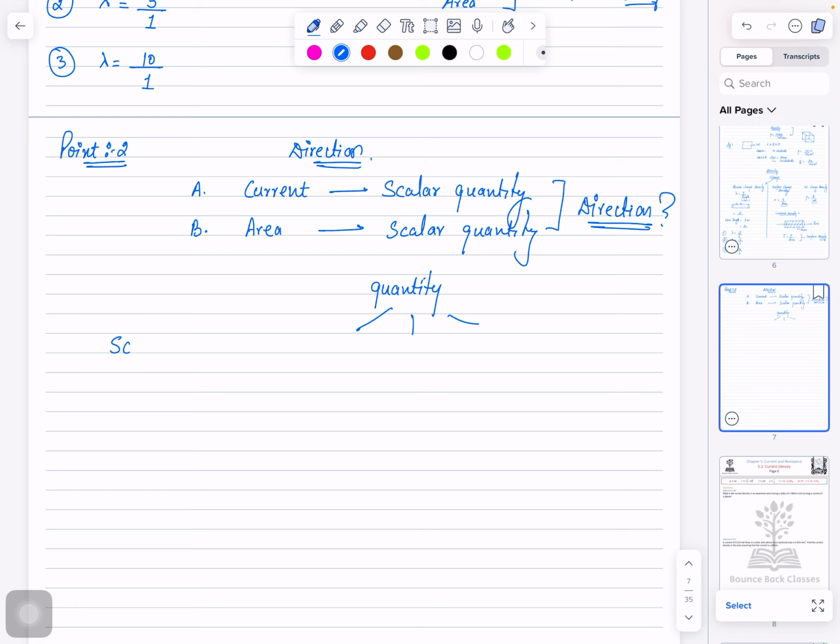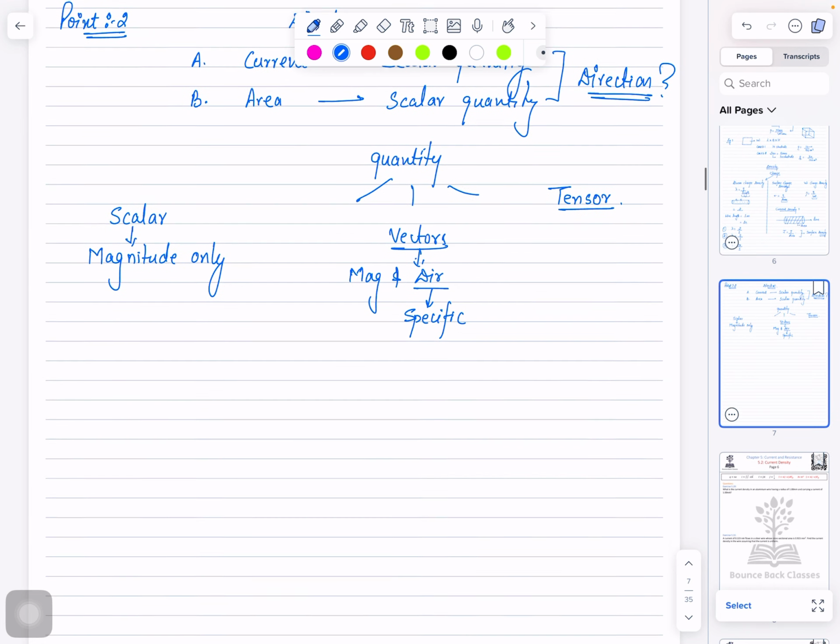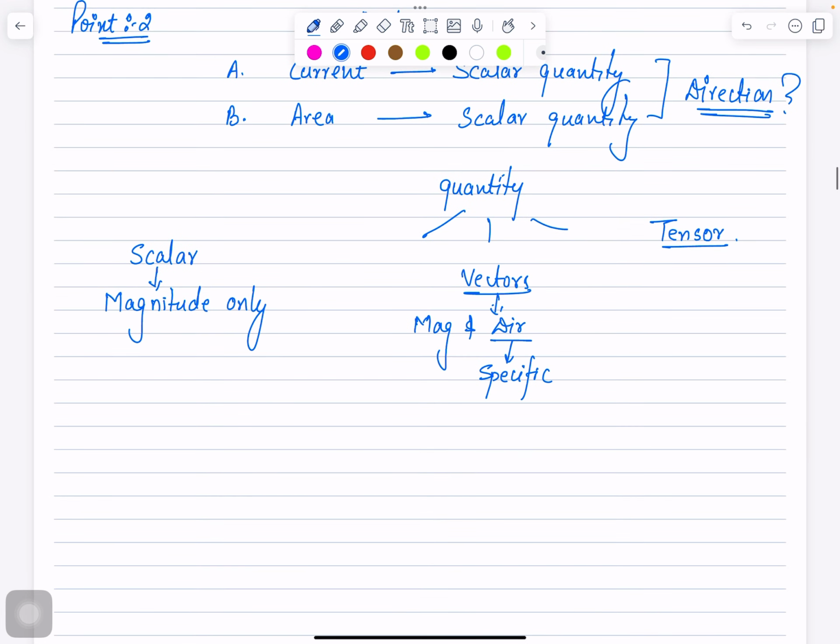and these are of 3 different types. First, we have the scalar. Scalar means magnitude only. Okay, vectors, which have magnitude and directions. That should be a specific direction. And third is called tensor. I'll show you some examples first, then you will understand the concept of tensor and the vector.